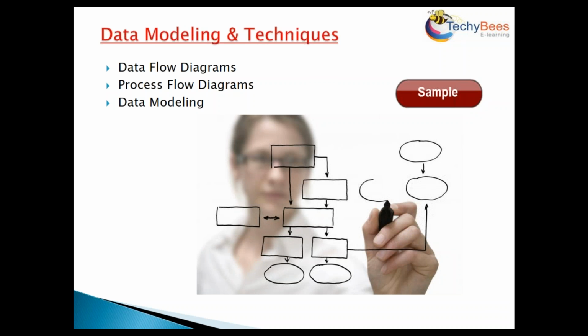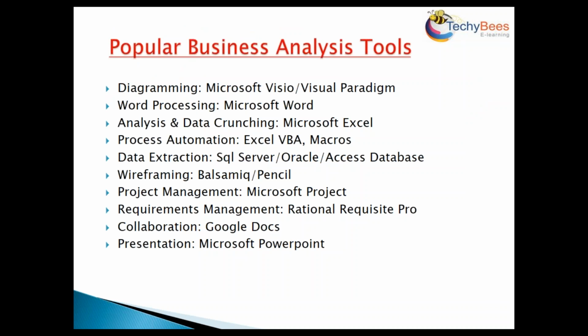Data flow, data models: I already told you what types of data models we will be going through. And the tools, you've already seen the slide and I've explained to you. For diagramming, we will be using Microsoft Visio and Visual Paradigm. Visual Paradigm is another tool. For easy use case development, you'll have to work on Visual Paradigm. For word processing, you'll use Microsoft Word. For Excel, you'll primarily use that for data analysis and data crunching. For process automation, you'll be using Excel VBA and macros. For data extraction: SQL Server, Oracle, Access database.